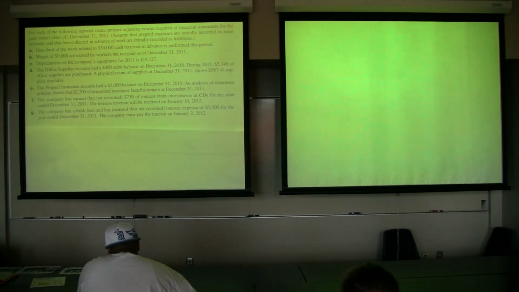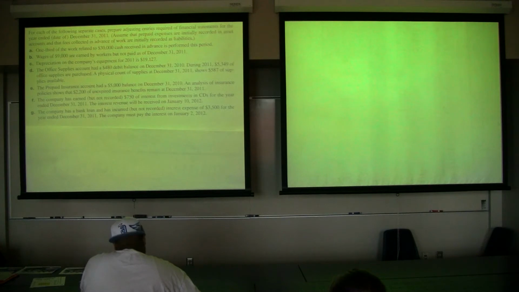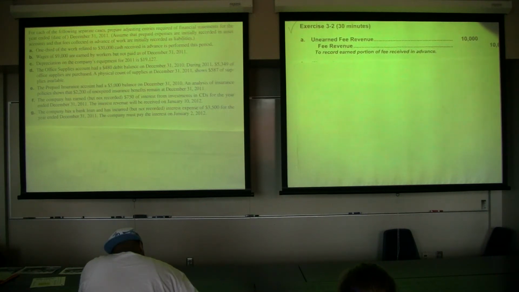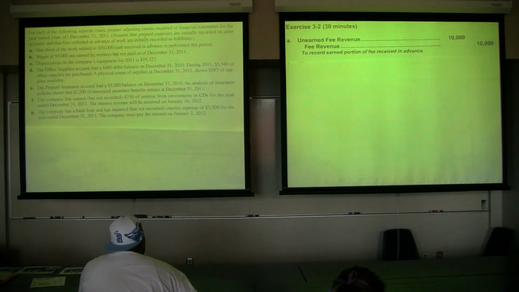The first one is one-third of the work related to $30,000 cash received in advance is performed. So you receive $30,000 in cash, you debited cash, credited an unearned revenue account. Now you've earned one-third of that, and that's the adjusting entry. Is that a good enough starting place for you guys? All right. And so here's the first one. You've earned one-third of it, so you debit the liability and you credit the revenue.